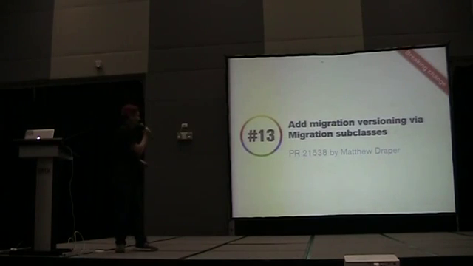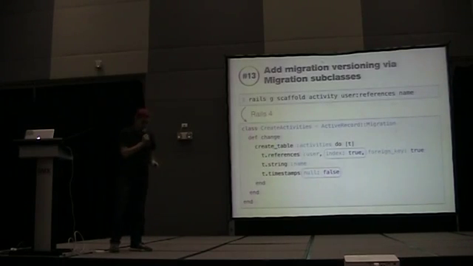Anyways, going on. 13. Add migration versioning. Okay, so let me show you what this means. In Rails 4, when you write your migrations by hand or using a generator, say for instance, in this case we have that activities belong to a user, and so we have this reference, you have to explicitly write that you want an index on this user ID column.